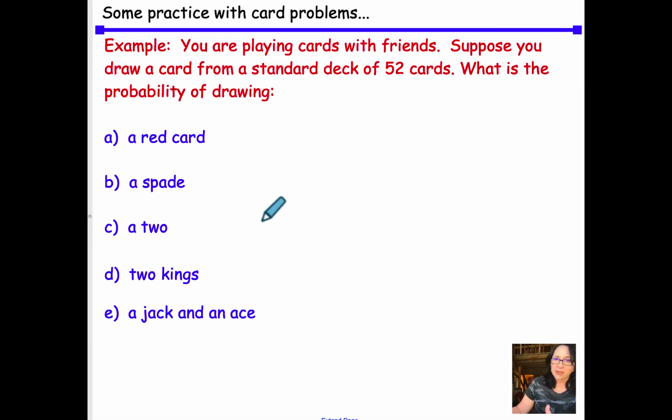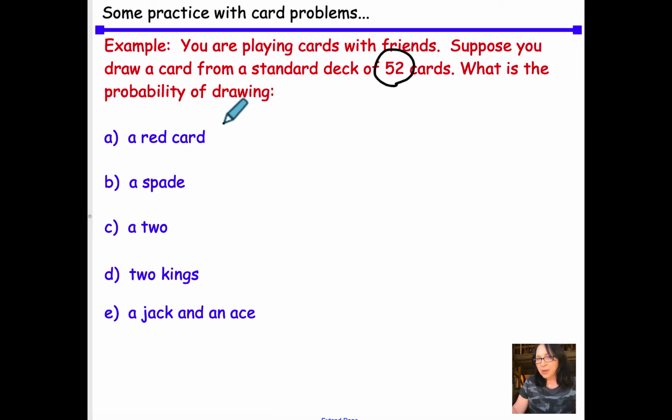So here's some practice with cards. Let's talk about this. You're playing cards with friends, and suppose you draw a card from, again, a normal 52 card deck. What is the probability? So we're asking the probability, not just what are the chances of drawing a red card.